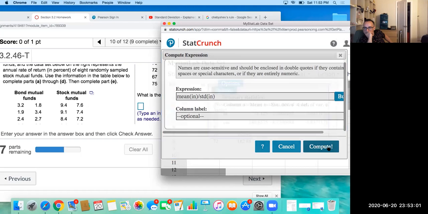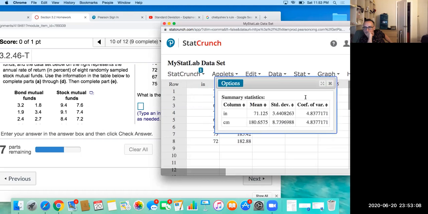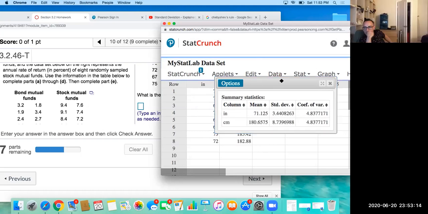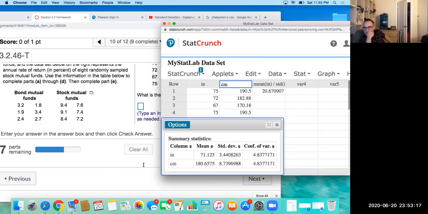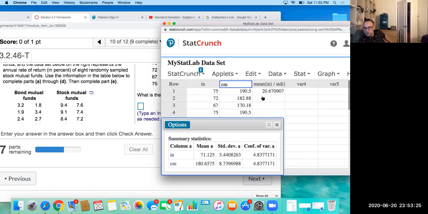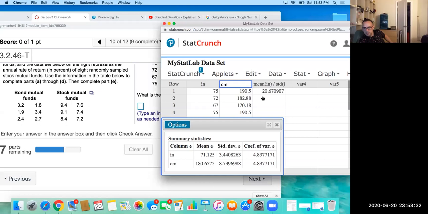And compute? Yeah. And then close those. Don't I eventually need this? Later. I just want to see if this worked though. There it is. 20.67. Now, is 71.125 divided by 3.44 20.67?